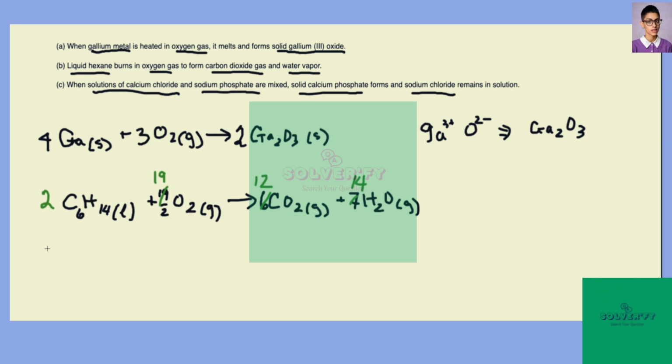So calcium chloride is made up of the Ca2+ ion and the Cl- ion, or CaCl2. Sodium phosphate is the Na+ ion, and phosphate is the polyatomic ion PO4 3-, or Na3PO4.